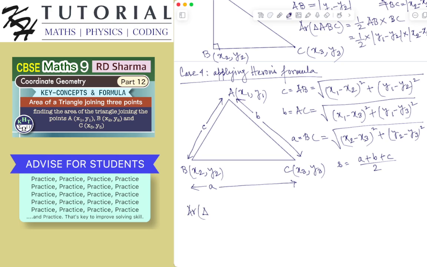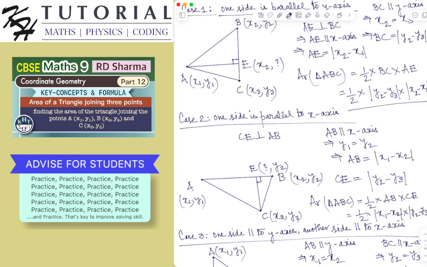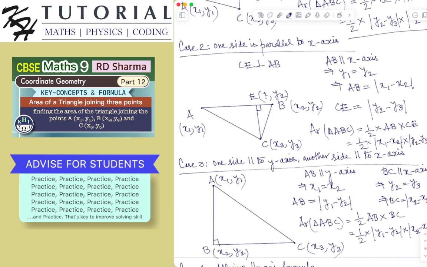Using Heron's formula, the area of the triangle ABC will then be equal to the square root of s into s minus a multiplied by s minus b multiplied by s minus c. So you know s, you know a, b and c. In this way you can find the area of the triangle ABC using Heron's formula. Most probably the problems given to you will fall in case 1, 2 or 3.